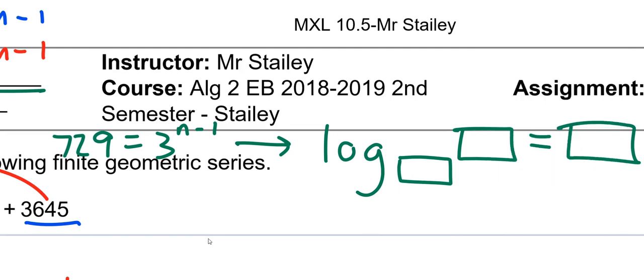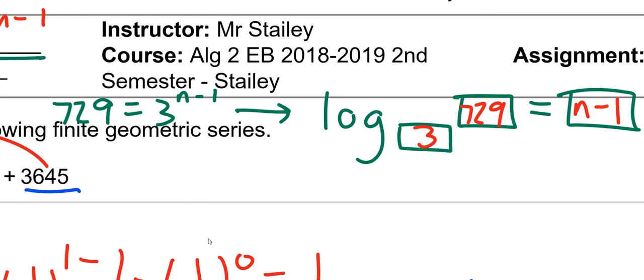Log form, thank you very much. What's the base? 3. What's the argument? 729. And what's the exponent that it equals? N minus 1. My calculator won't handle base 3, so I have to change it to base 10. And how do I change it to base 10?